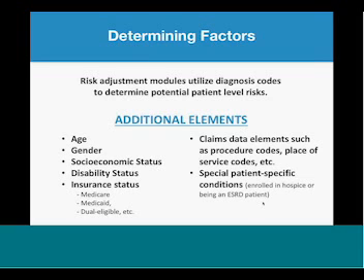Those additional elements that are taken into consideration when risk adjustments are being determined are age, gender, socioeconomic status, disability status, insurance status, such as are they Medicare, do they have Medicaid, are they dual eligible? It also looks at claim data elements such as procedure codes submitted, place of service, and it also looks at those special patient-specific conditions. Are they enrolled in hospice? Maybe they're in a skilled nursing facility. Are they an end-stage renal disease patient?